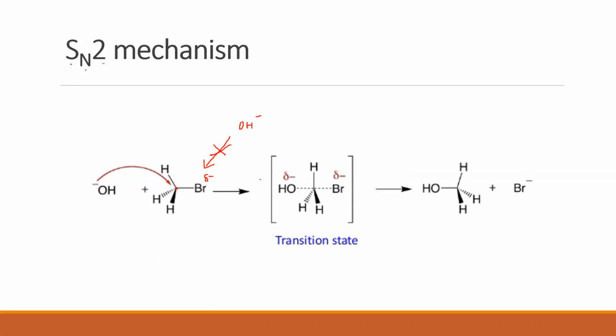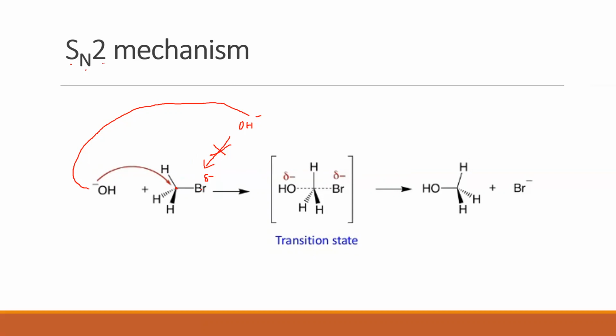Now if it cannot attack from the front side, what will the nucleophile do? It will go all the way and attack from behind. It will go all the way and attack from the opposite side of where the halogen is. Clear? So let me just repeat it. I want you to focus. The nucleophile cannot attack the carbon on the same side of the halogen.